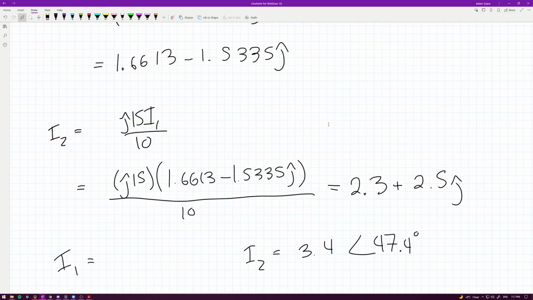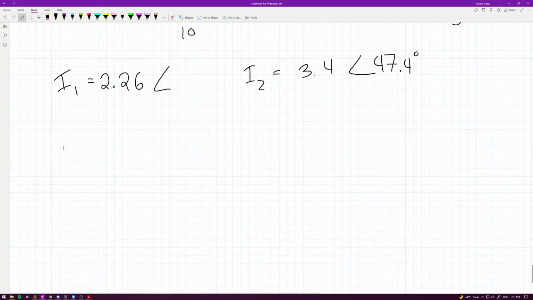Let me show you how I'm going to get the angle for this one, because sometimes the angle stuff is kind of complicated. Well, not really complicated, but confusing. So let me get the magnitude quickly. 1.6613 minus 1.55. Just going to get the magnitudes. Okay, so the magnitude is 2.26, and now the angle for this one we'll look at together here.